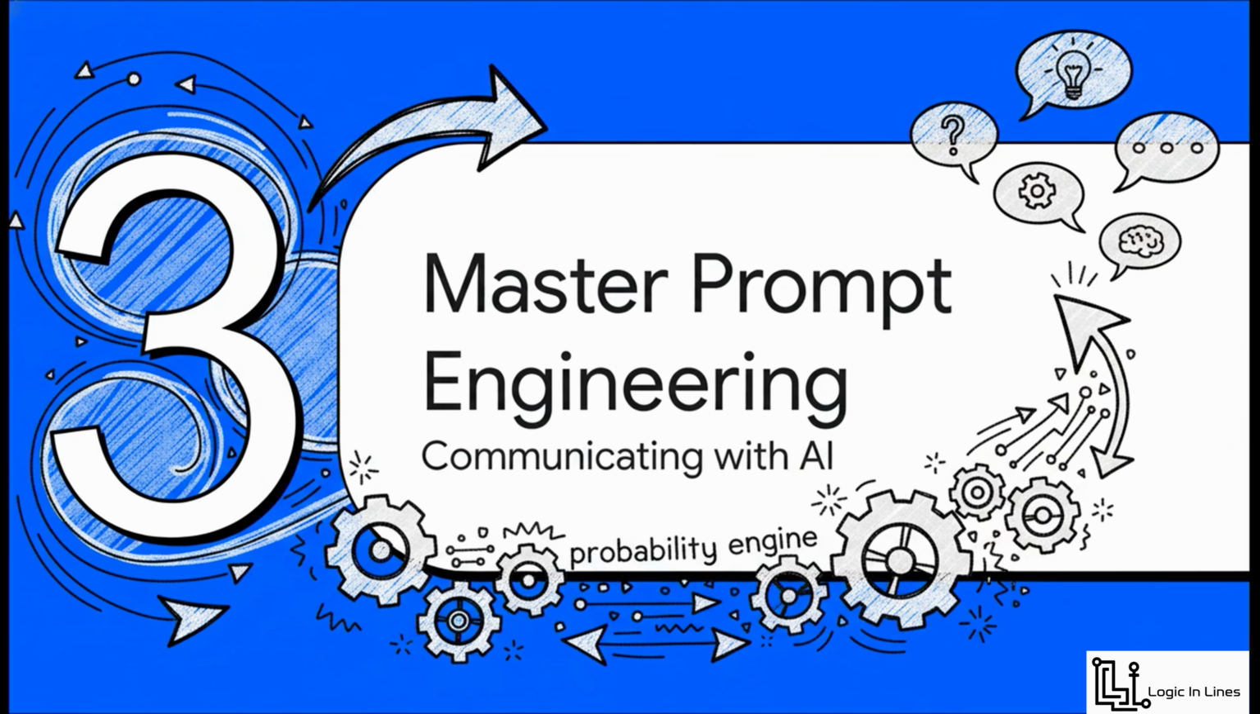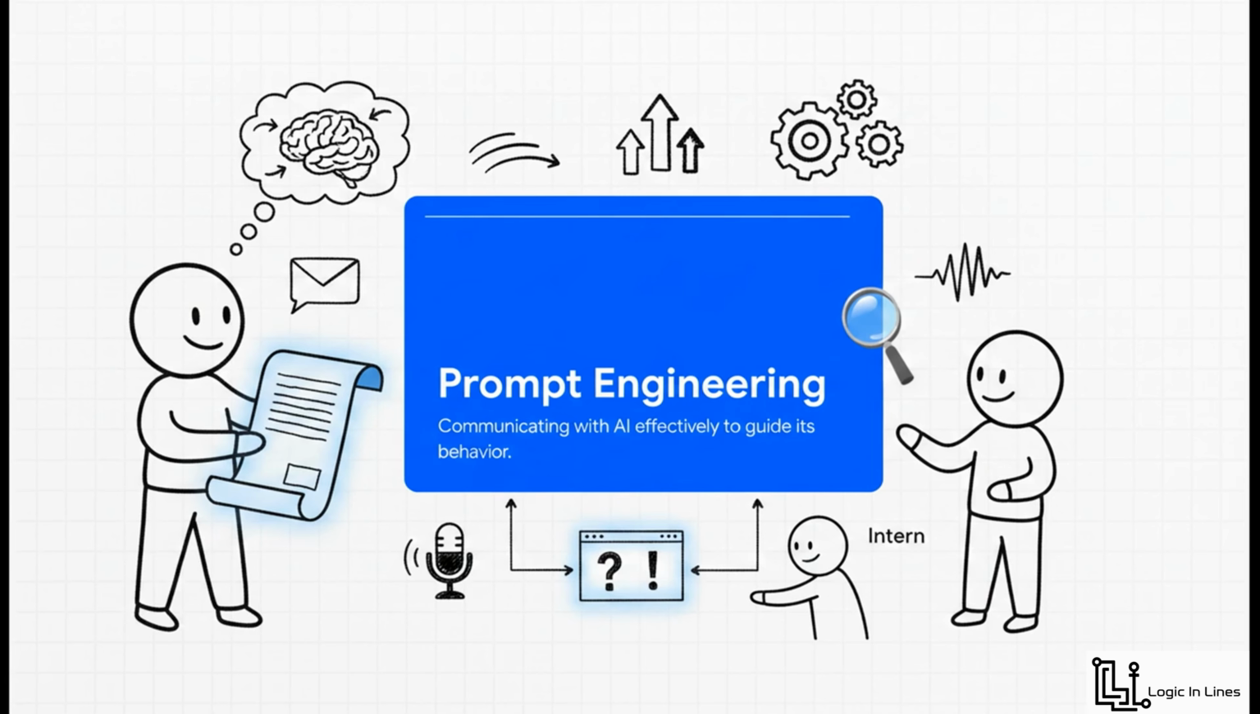This is all about how we effectively communicate with the AI to steer that massive probability engine. Let's define this clearly. Prompt engineering is simply communicating with AI effectively to guide its behavior. Now, I really want you to reframe how you think about this. This is not some scary, highly technical computer science thing. Think of it more like learning to be a good manager. You are the clear communicating director, and the AI is your brilliant, super eager, but very literal intern.